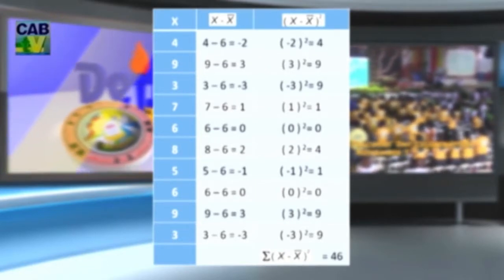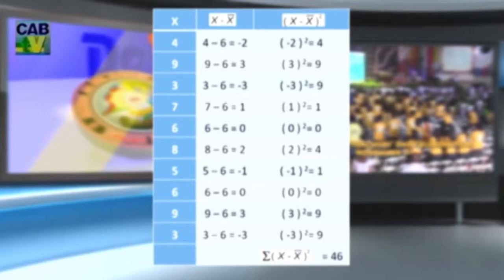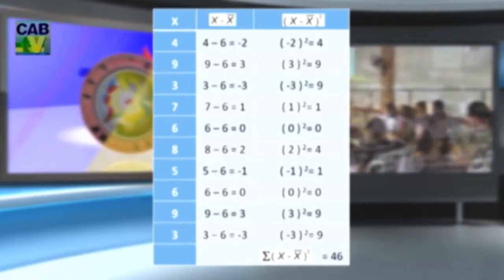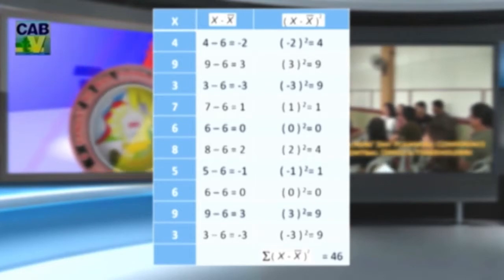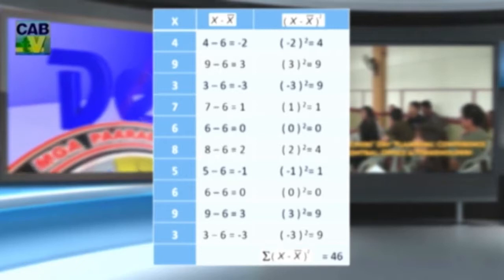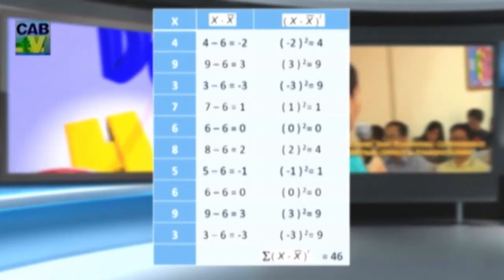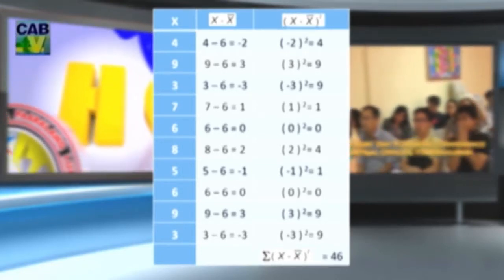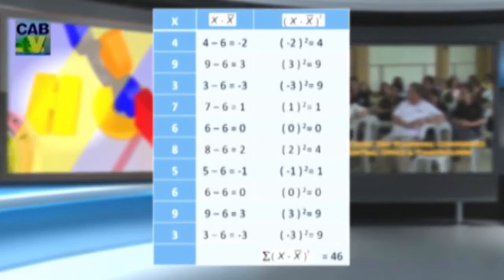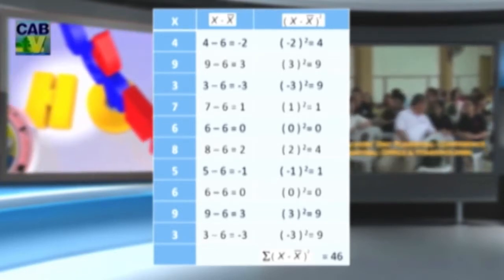After getting the mean, use the table. Again, the first column are the scores. Second column, the difference of the scores and the mean. Third column, the square of the values from the second column and get the sum. In this case, the sum is 46.